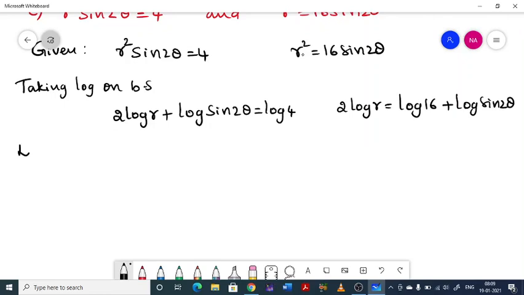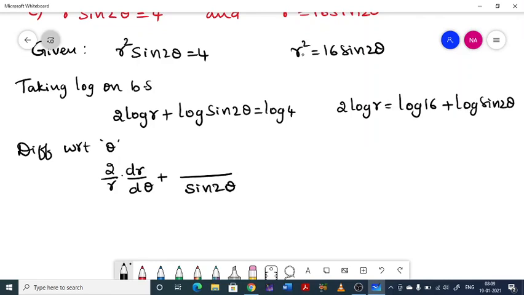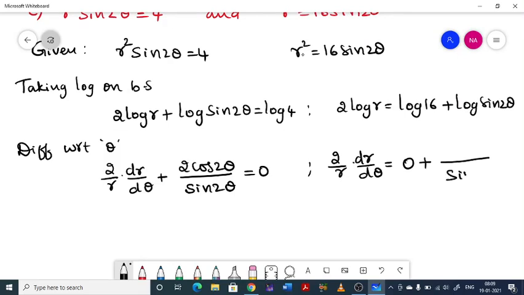Now differentiating with respect to theta, we'll be getting 2 into 1 by r, that I can write as 2 by r into dr by d theta, plus denominator sin 2 theta into the numerator 2 cos 2 theta equal to 0. And this side, as usual, 2 by r into dr by d theta equal to log 16, differentiating you get 0, so denominator will get sin 2 theta as it is, so numerator 2 cos 2 theta.